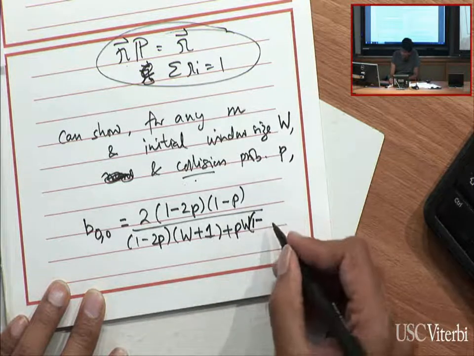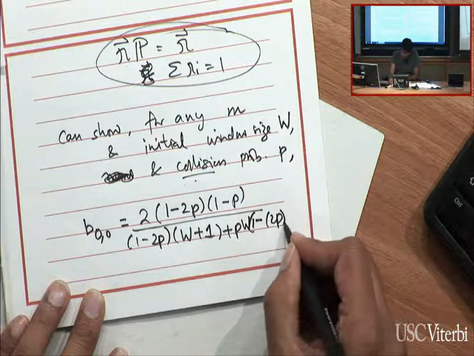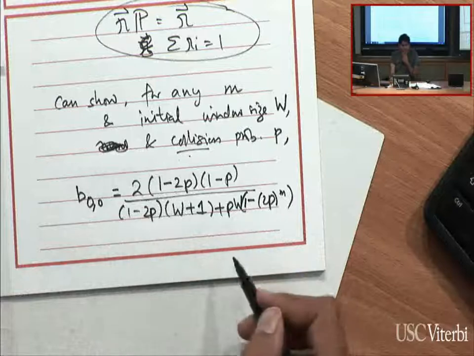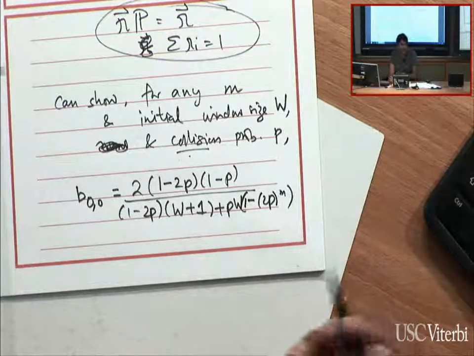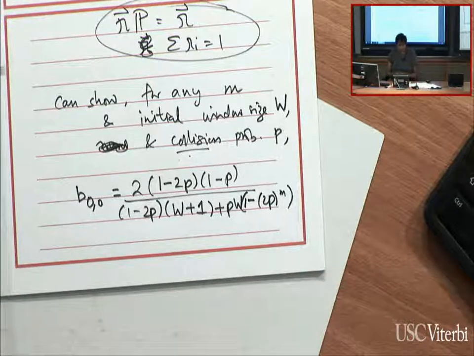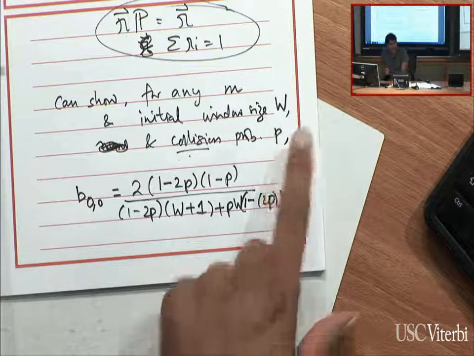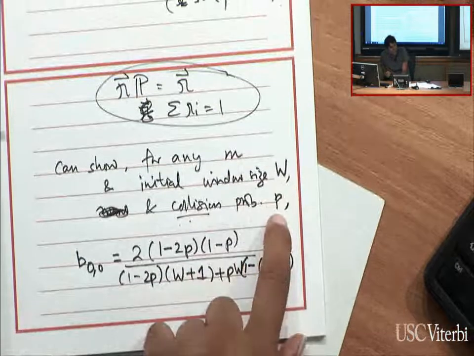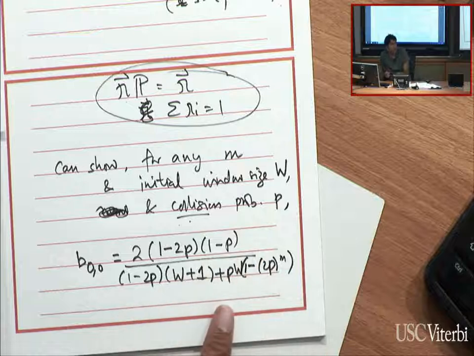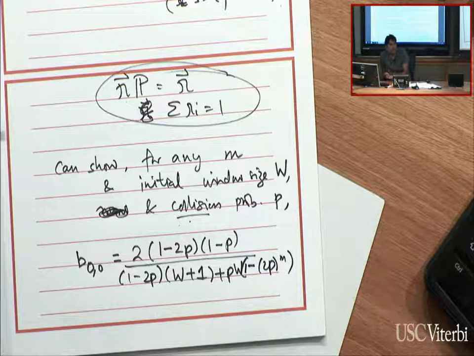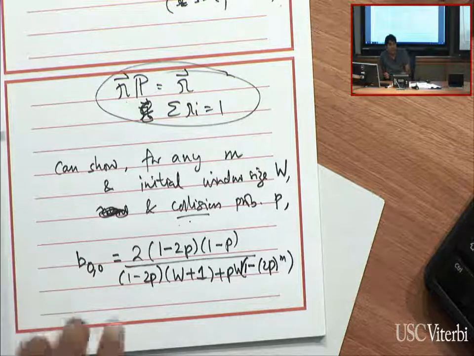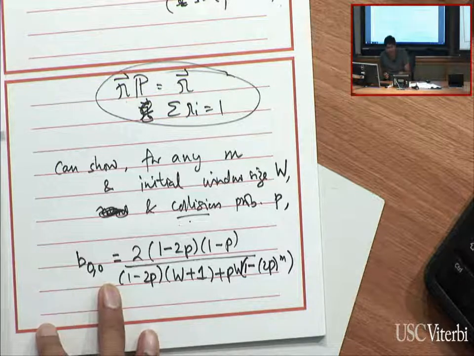Times 1 minus. Okay, so don't worry about the details of the particular equation. It is clearly complicated, not something you could see at a glance how it was derived. The details are in the paper, which you'll get to read. But the main takeaway is that these three parameters, the number of stages, the initial back-off window, and the collision probability, all show up in this expression. If you tell me what those three numbers are, I can tell you the steady state probability of this Markov chain being at state 0,0.